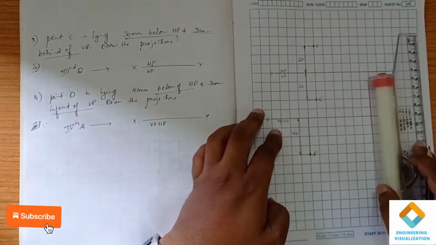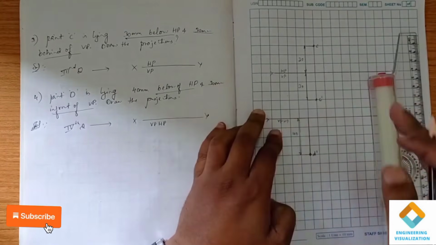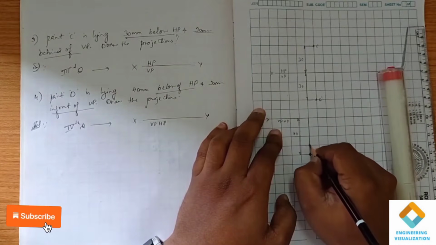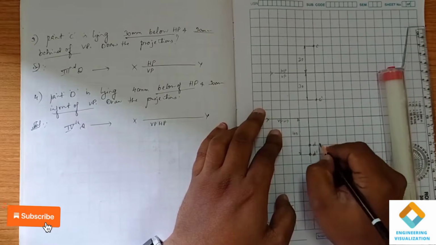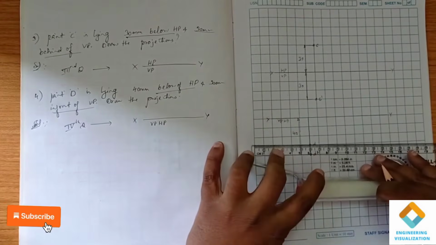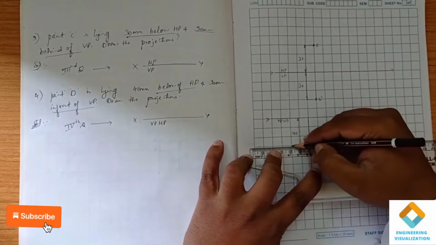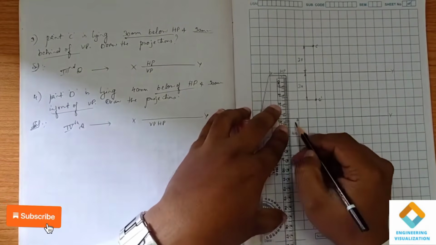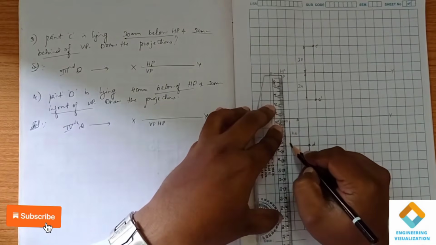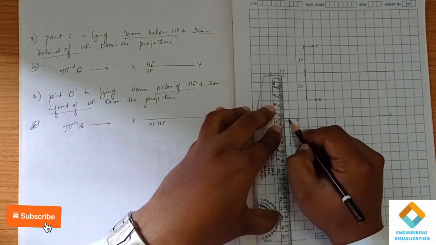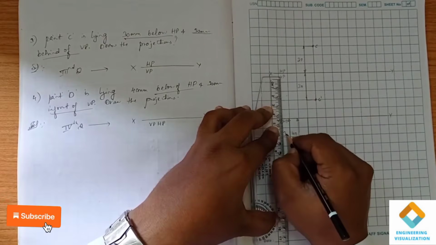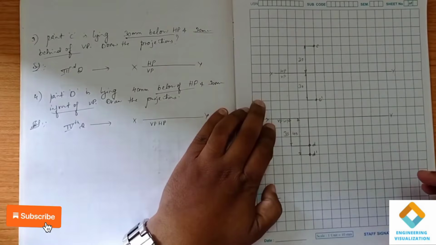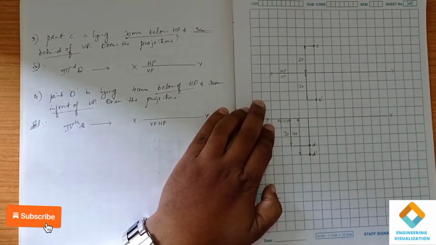Okay, now 30 mm in front of VP. 30 mm in front of VP means it is top view. So we know that both the views are lying on the same collinear line. So this is our top view. Okay, so this is what we have done with the solutions of all the basic problems.